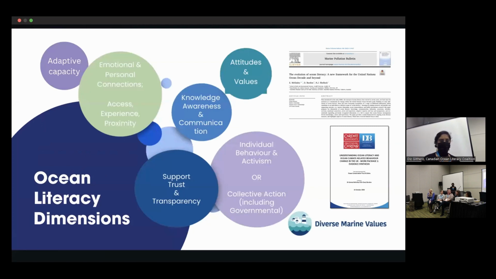So we've suggested there are 10 different types of dimensions grouped together in 5 main themes. So dimensions around the first 3, knowledge, communication, and behavior, but also things like awareness, activism, attitudes, emotional connection, access and experience, proximity to the ocean, individual and collective action and behavior change, adaptive capacity, trust and transparency. So it's complicated. There are lots of different factors that we're thinking about when we're thinking about ocean literacy now.